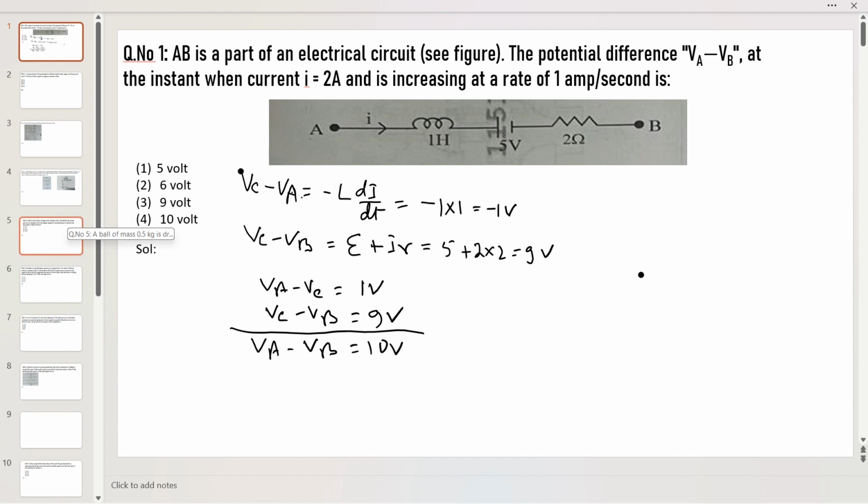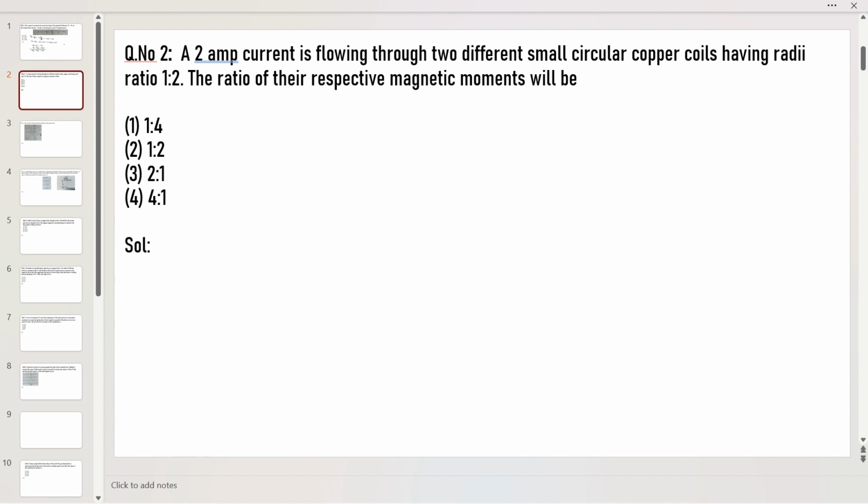Now I am going to the second question. I have to click the second question. Here you see the second question.